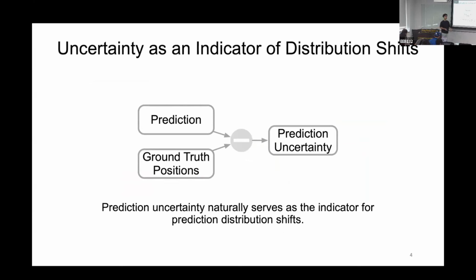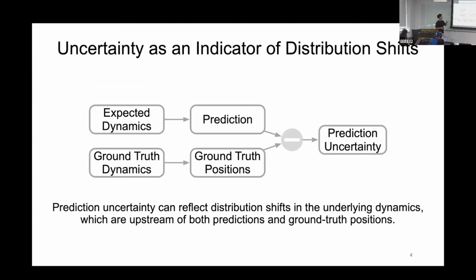And if we take a step further, we think that predictions reflect the expected dynamics, and the ground truth positions reflect the ground truth dynamics. So we think prediction uncertainty can also reflect the distribution shift in the underlying dynamics, because these two dynamics are the upstream of both predictions and ground truth positions.